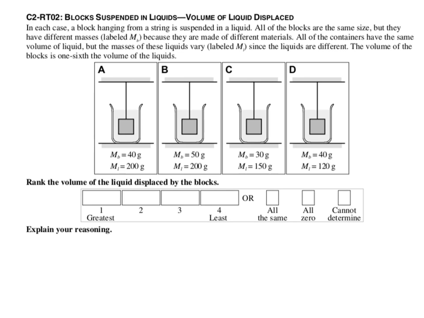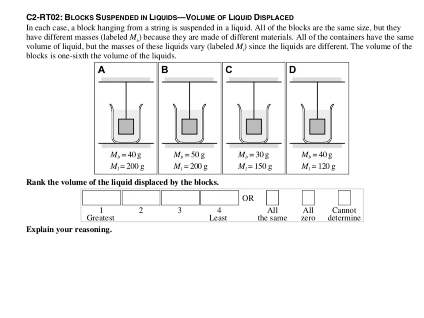Chapter 15, sample problem number 6. In each case, a block hanging from a string is suspended in liquid. All the blocks are the same size, but they have different masses, labeled MB, because they are of different materials. All of the containers have the same volume of liquid, but the masses of the liquids vary, labeled ML, since the liquids are different.